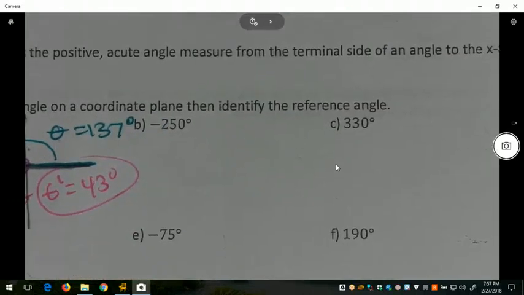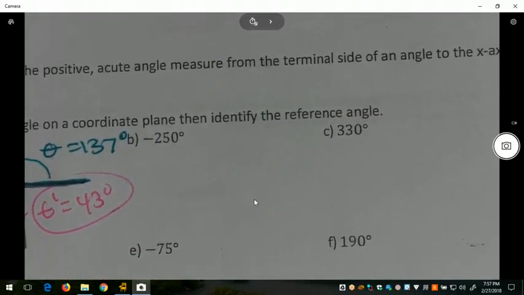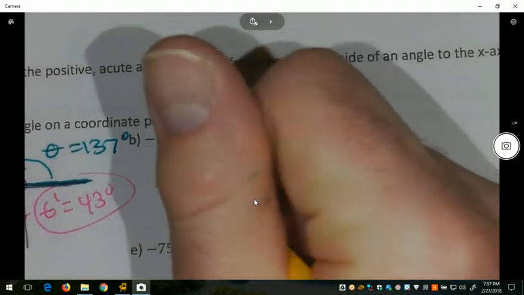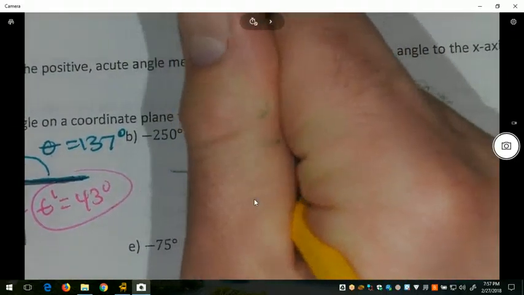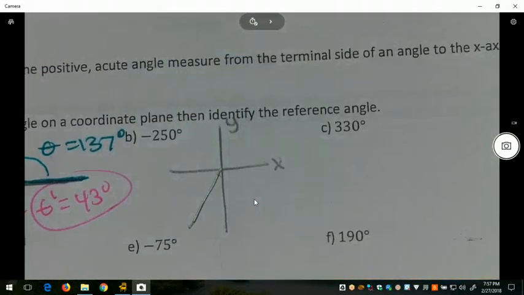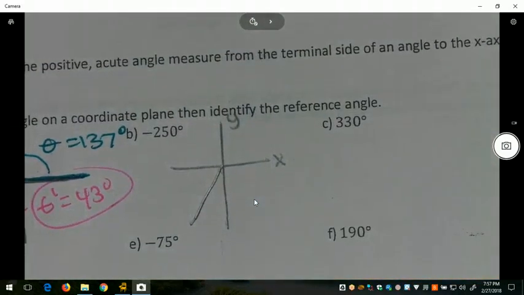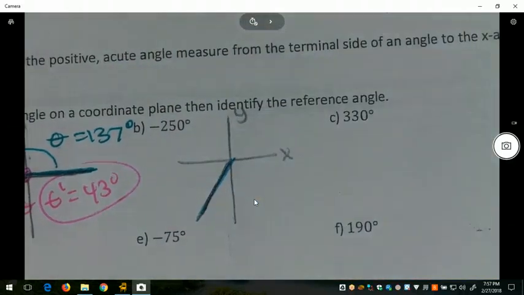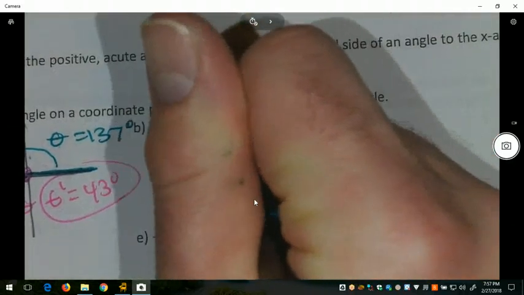Negative 250 degrees. We know from our quadrants that negative 270 goes down the negative x-axis. So negative 250 has to be over here somewhere. There's my negative 270. That might be a little hard to see because of the pencil, so I'll trace over it in blue. There's my negative 270 degrees.